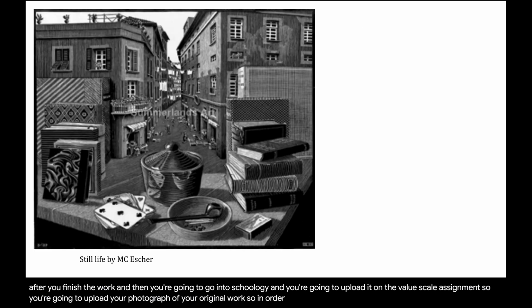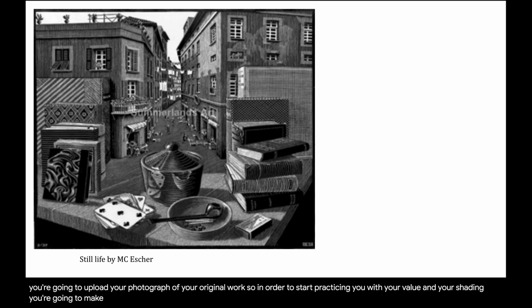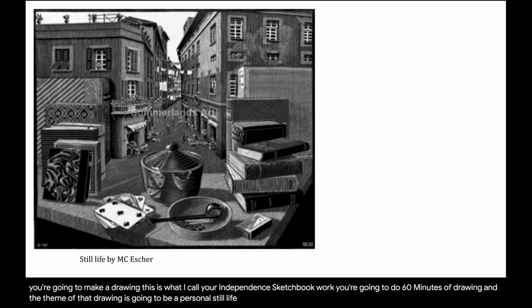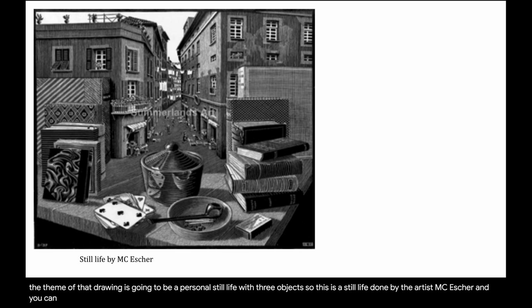So in order to start practicing with your value and your shading, you're going to make a drawing. This is what I call your independent sketchbook work. You're going to do 60 minutes of drawing, and the theme of that drawing is going to be a personal still life with 3 objects. So this is a still life done by the artist M.C. Escher, and you can see it's a grouping of objects sitting on a table.